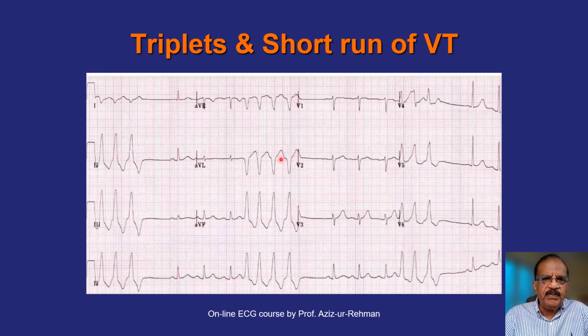Similarly, this one is a triplet, 3 VPCs coming together. But once we have 4 together, this is technically called a short run of ventricular tachycardia. So this is just the VPCs coming in groups. We call them couplets, triplets, and if it's 4 or more, then we call it a short run of tachycardia. Sometimes, of course, it can go on to develop tachycardias, which we will cover in our next module.